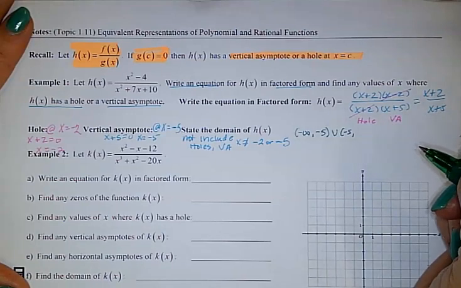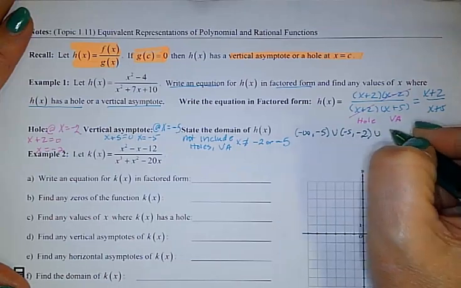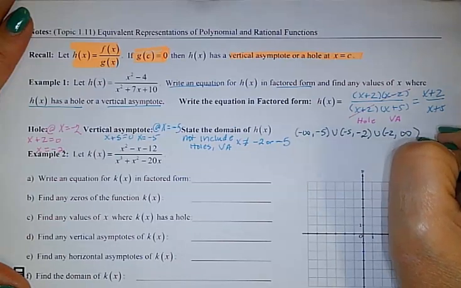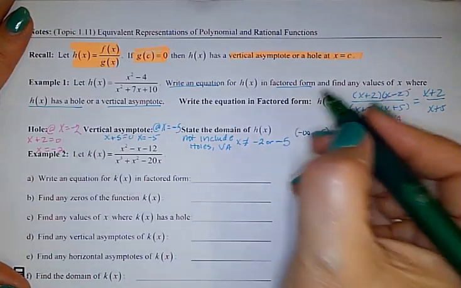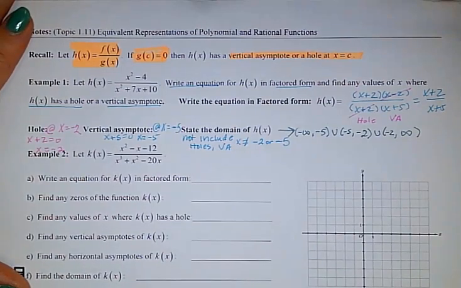And then we're going to go to where the hole is, which is at negative 2. Then we're going to skip over the negative 2, and then we're going to go out to positive infinity because all of the other x values will work for the domain. So there is my domain excluding the holes and the vertical asymptotes.